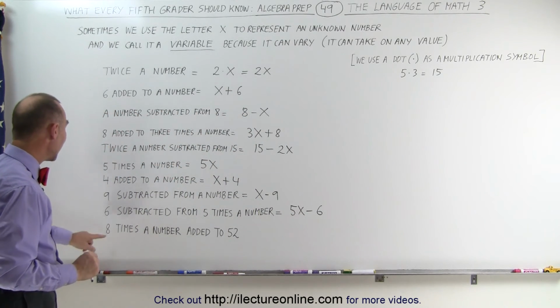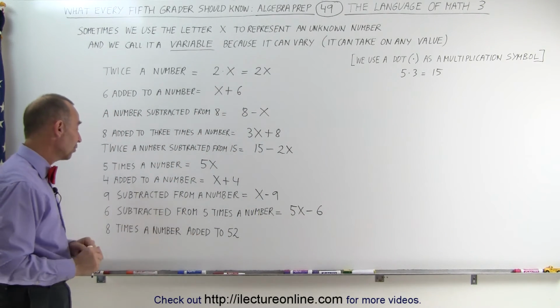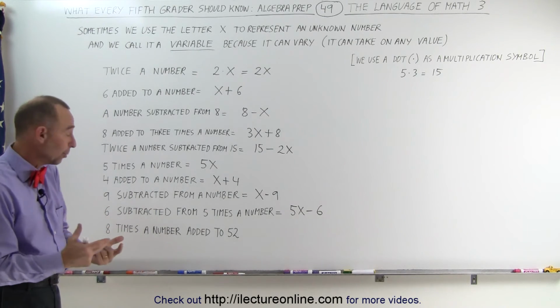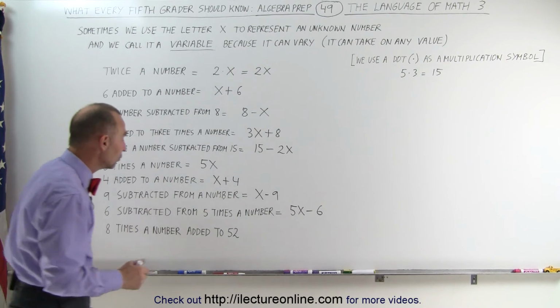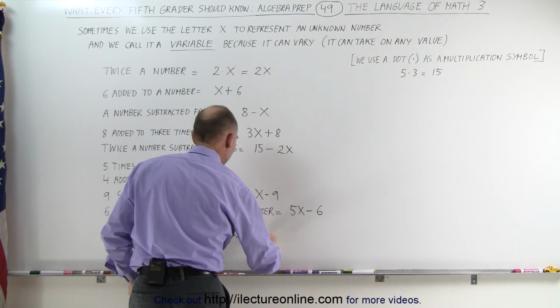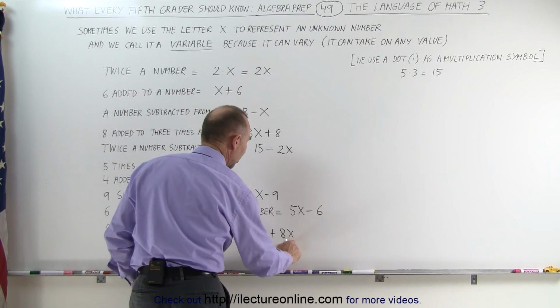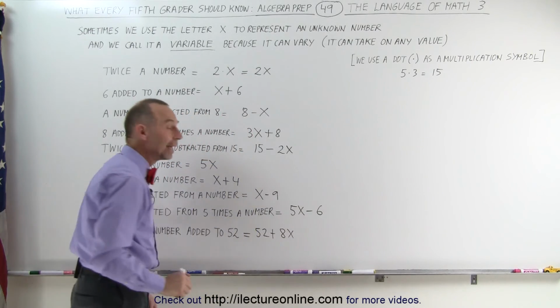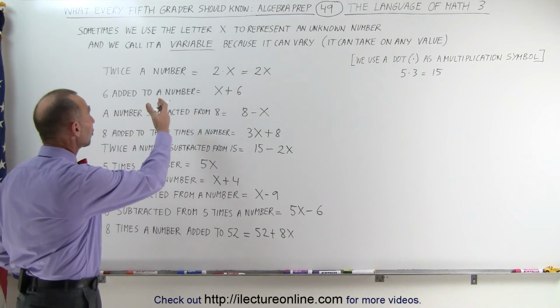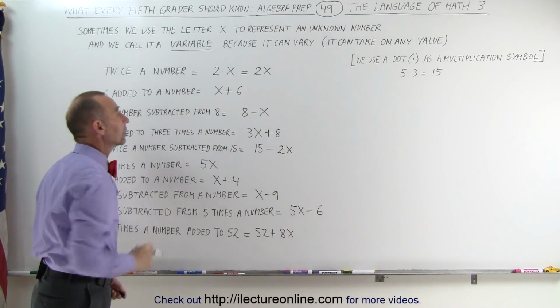And finally, 8 times a number added to 52. Well, 8 times a number is 8x. We're going to add it to 52. So we write that as 52 plus 8x, 8 times a number added to 52. And that's how we take an English expression and turn it into a mathematical expression.